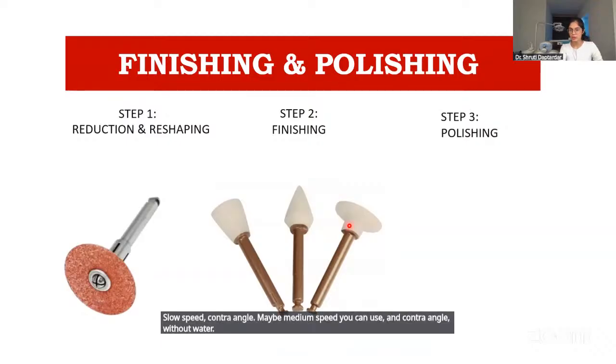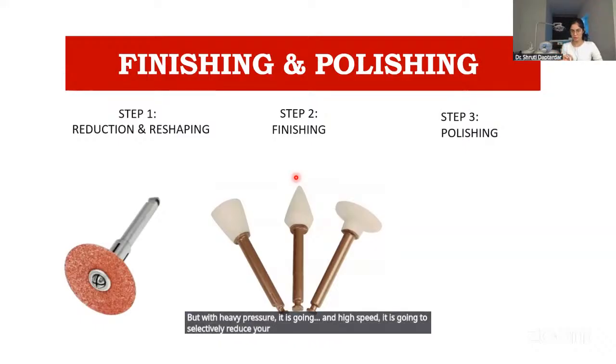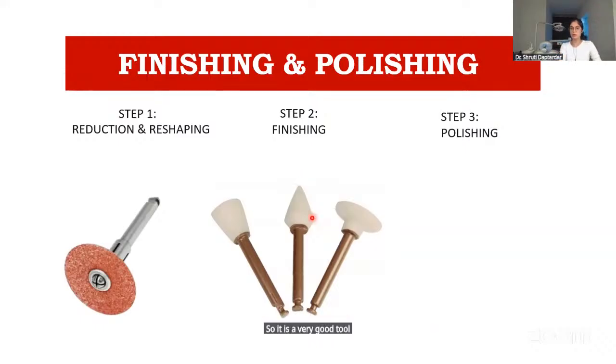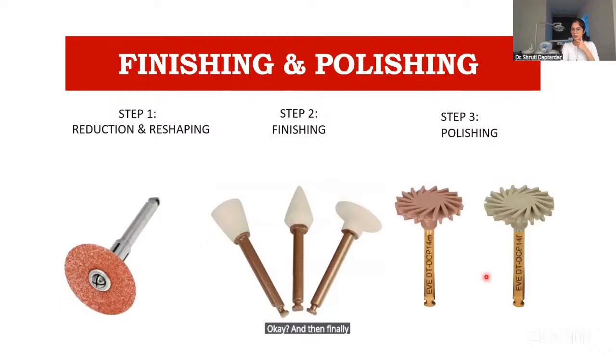With light pressure, it is going to polish and smoothen the composite, but with heavy pressure and high speed, it is going to selectively reduce your composites. So it is a very good tool if you want to reduce something, but you don't want to use something more harsh like a disc. Okay. And then finally, Eve Diacomp twists.